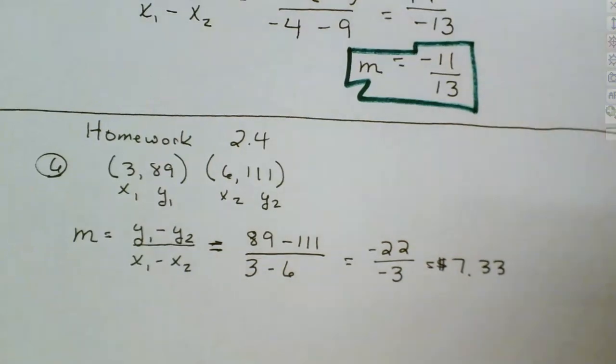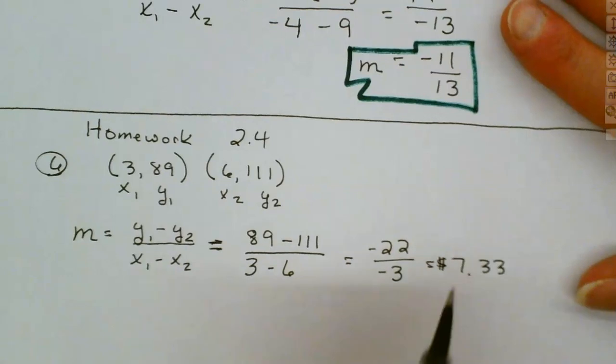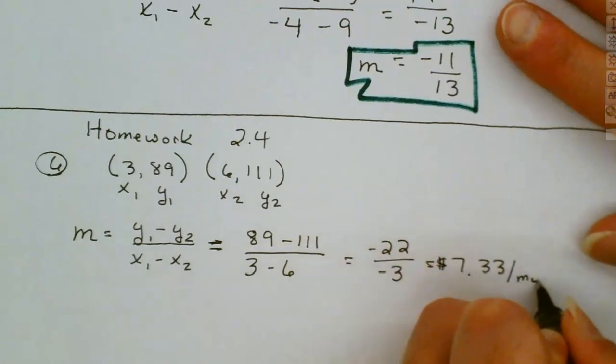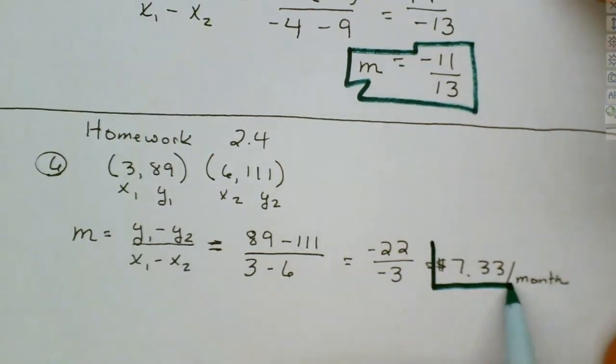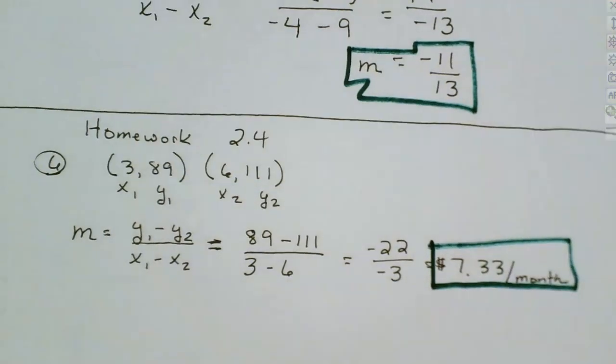And what is that saying? That is $7.33 per month. So that's saying that on average between the months of June to September, that stock went up $7.33. That's what it means, because we went from $89 to $111. So when we calculated it out, we got $7.33, and that's $7.33 per month. Slopes are always a ratio.